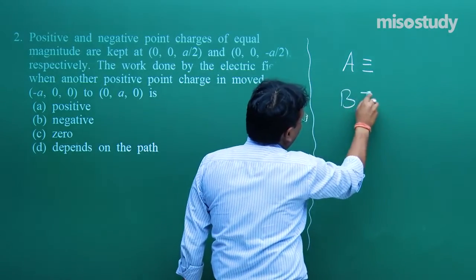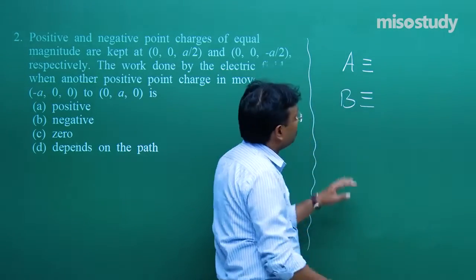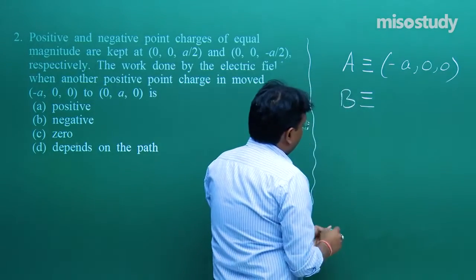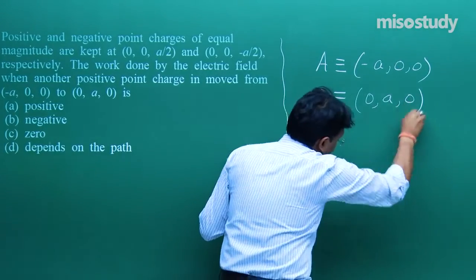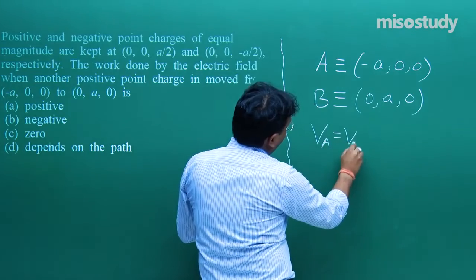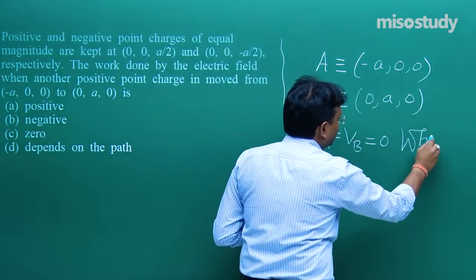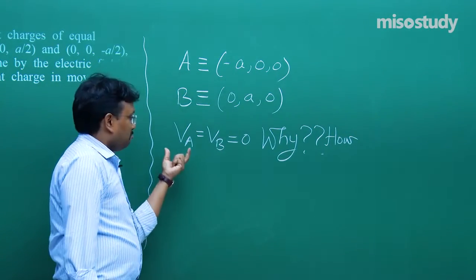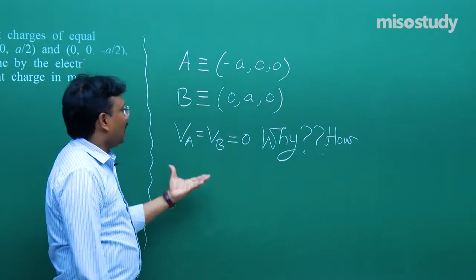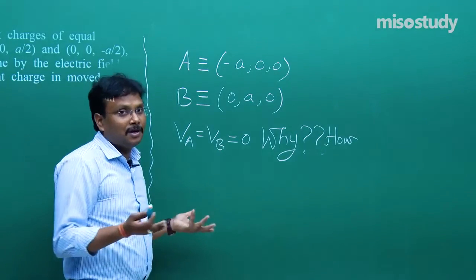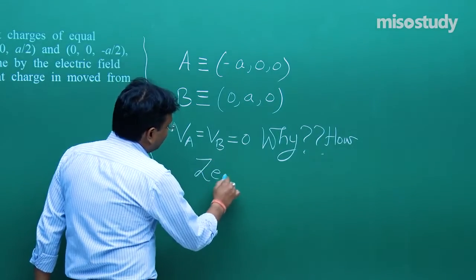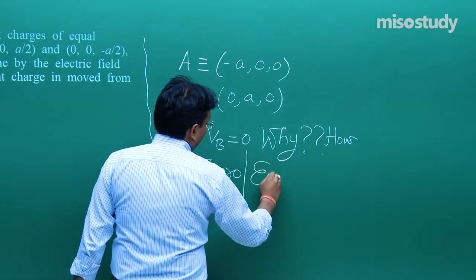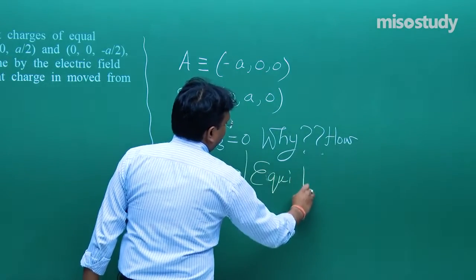A, B, these are the points which I am assuming in your room, x axis, y axis and z axis. So A is minus a, 0, 0, it is given. Fine. And B is what? B is 0, a, 0. Fine. Now VA is equal to VB is equal to 0. Many of you, or a few of you, may say the answer is equipotential. VA and VB, if equal, equipotential. And work done if you are moving a charge on an equipotential surface is, I need not say, fine, it is 0. And the reason for this 0 is simply, I will write it down, equipotential.